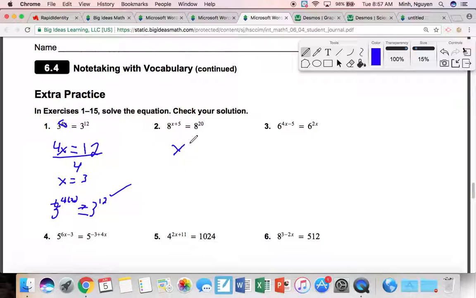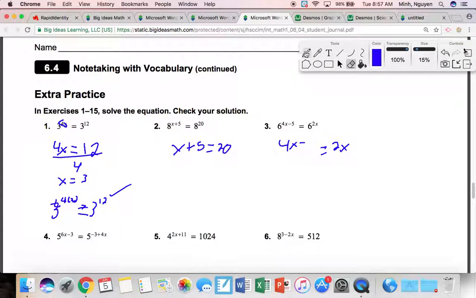Here again, the bases are already the same. Here, the bases are already the same. Oops, 4x minus 5. Okay, the bases are the same, you just set them equal. They just have to be equal. Here, the bases are not the same.